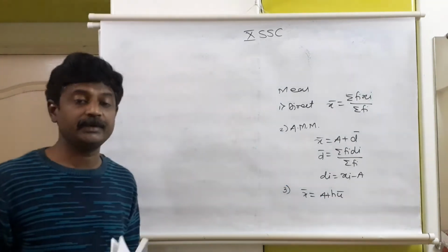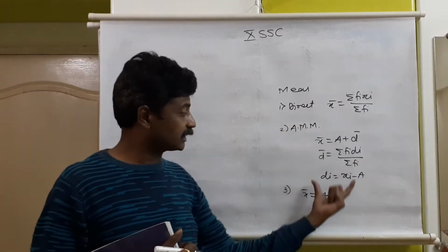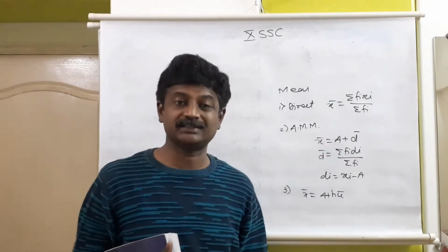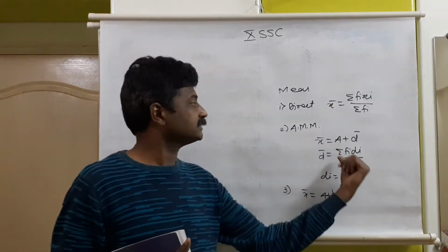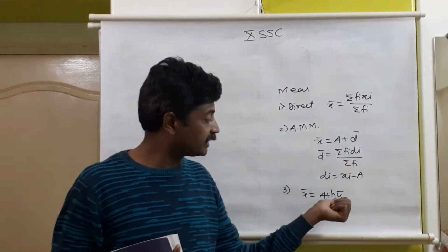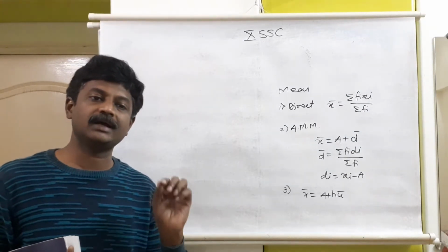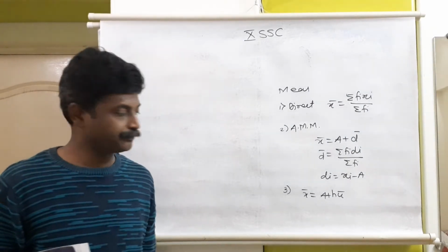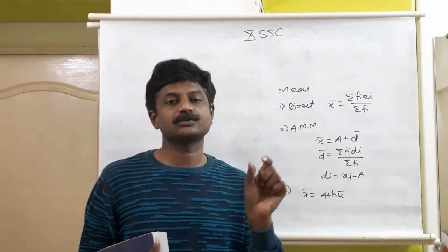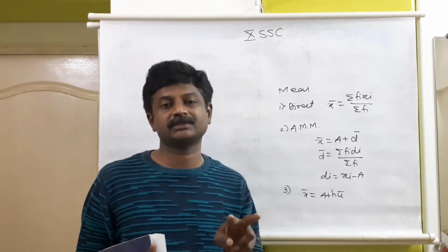Now h is the class width. First time we have the class width in these formulas. For direct and assume mean there was no class width anywhere, so it is not necessary that classes have to be continuous. But wherever h, the class width, is part of the formula, classes should always be continuous. So the first step in the step deviation method is that classes should be continuous. If the given classes are discontinuous, the second column will have the continuous classes.